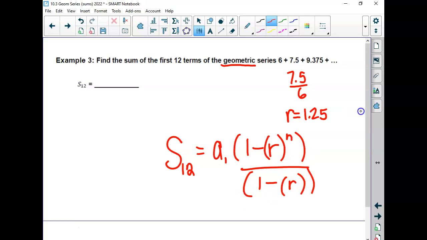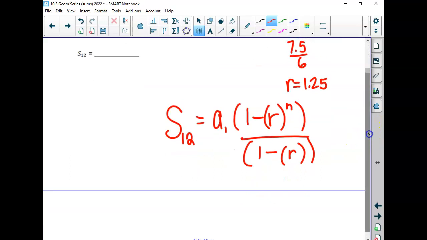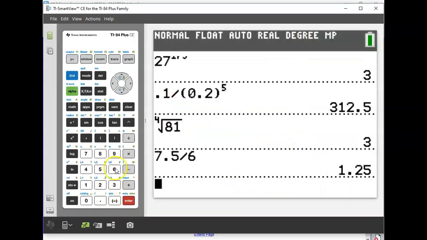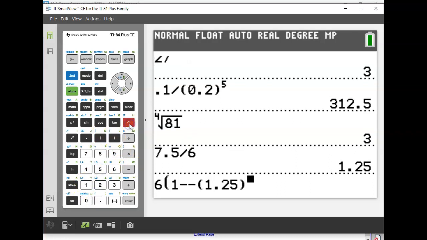All right, so for this question, our first term was what, 6? So we're going to have 6 times 1 minus 1.25 to the 12th divided by 1 minus, and you really don't need parentheses if it's not to a power, so I'll skip one extra set there. All right. 6 times 1 minus 1.25 to the, whoops, how did I get 2 minuses? To the 12th, is that right, guys?